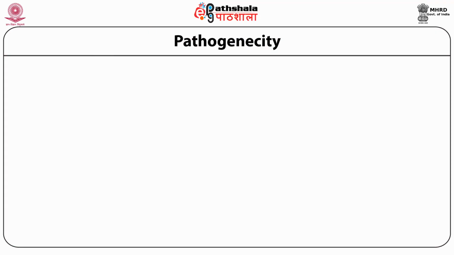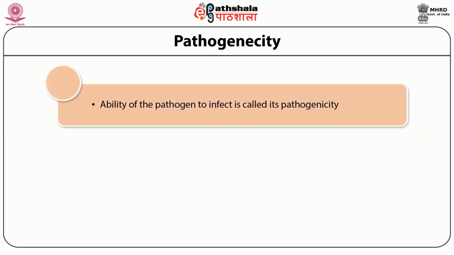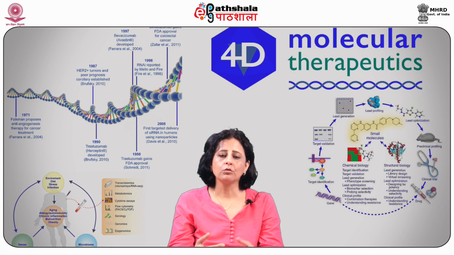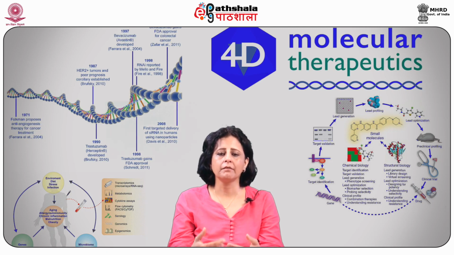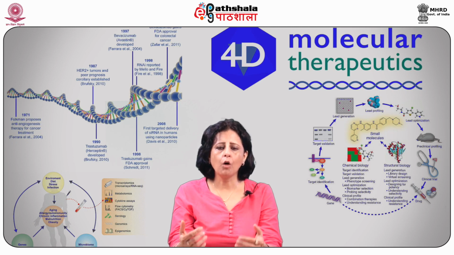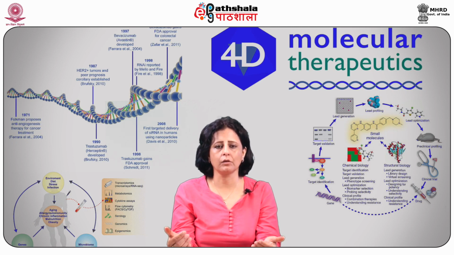We should understand what pathogenicity is and how it works. Pathogenicity is the ability of the pathogen to infect. Pathogenicity is calculated by virulence, a relative and quantitative degree of pathogenicity. Now I want to tell you how we can define the virulence of a pathogen. It all depends upon how virulent a microorganism is. But how will we define this?